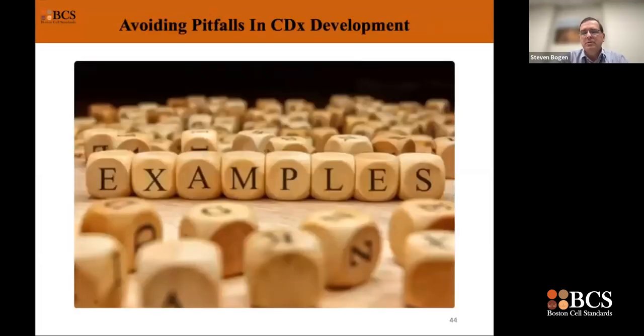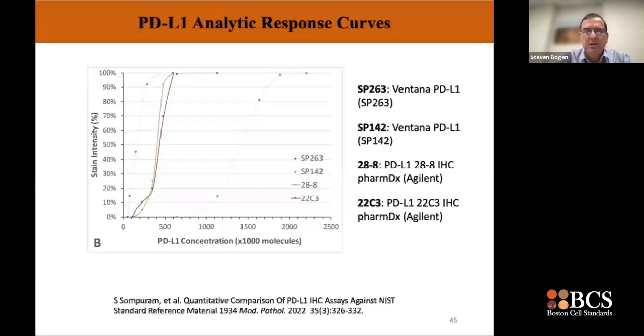Okay, transition now to really 3 useful examples, I think, of common pitfalls in immunohistochemistry testing. So to start, I'm sharing with you the published PD-L1 analytic response curves of the 4 FDA-cleared IHC assays. Please take notice first how far apart some of them are from one another, the concentrations of PD-L1 being delineated on the x-axis. Especially look at the SP263, which is to the far left, and the SP142 to the far right. So this information is going to be relevant as we go forward.